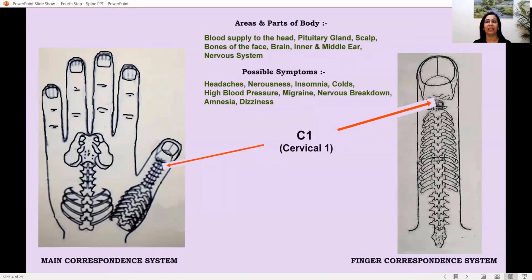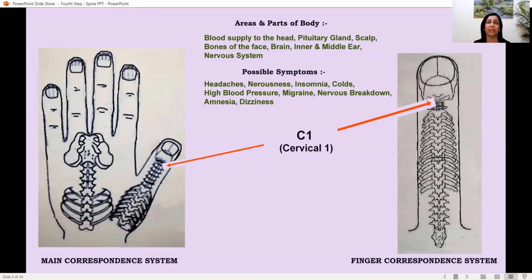Now let me start explaining to you exactly which part of the spine has to be treated for the related diseases. Now C1, the cervical one, vertebrae has to be treated when there is a problem with the blood supply to the head, when there is a problem in the pituitary gland or the scalp or the bones of the face, the brain, inner and middle ear issues, nervous system issues, and the symptoms that you could face related to these areas and parts of the body could be numerous.